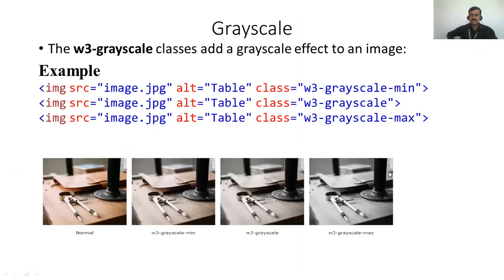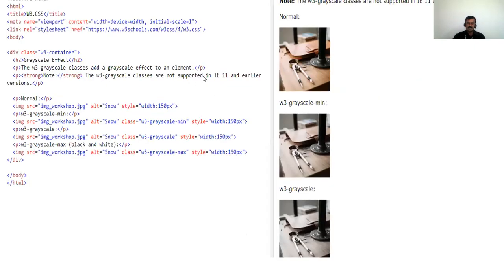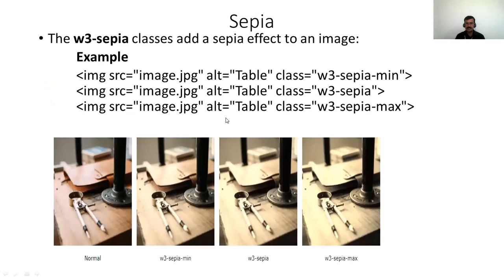Next is the grayscale classes. Grayscale classes add the grayscale effect to the images. In the same manner, we have to use the class W3 grayscale minimum, normal, maximum. So this is a normal image. We are using minimum, you will get this answer. If you are using normal grayscale, you will get this answer. It's a maximum grayscale, you will get this answer. Depending upon your requirement, you can fix the class. This is the example for that.